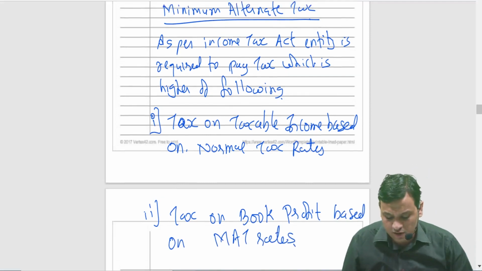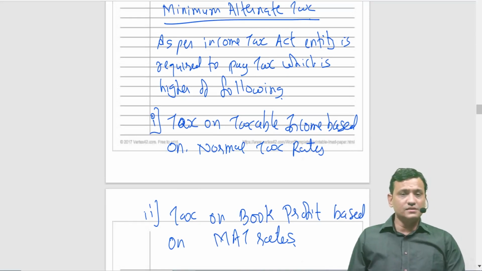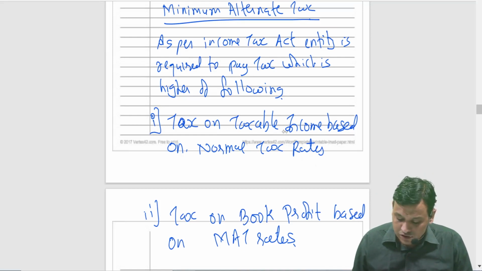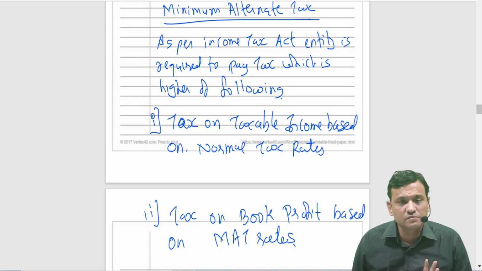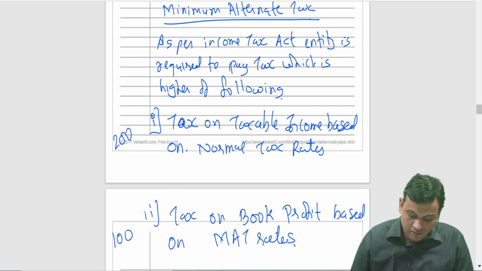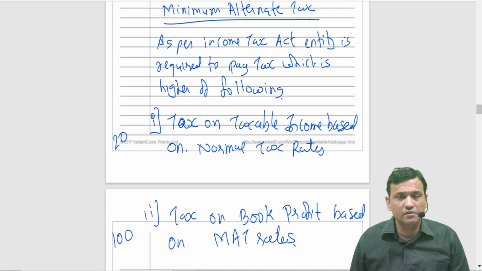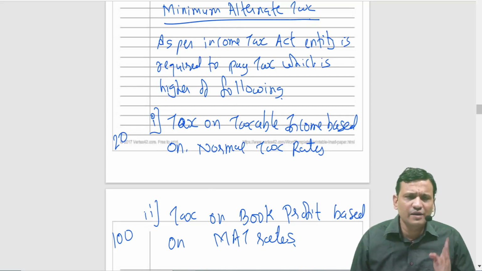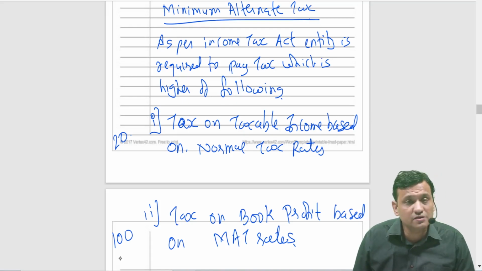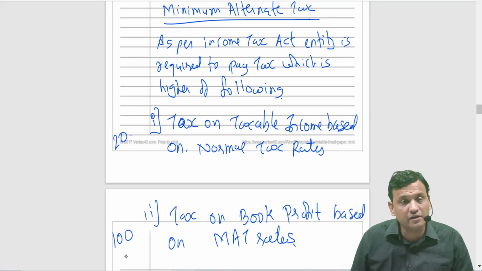We are not playing any role in accounting standards. Why this is there and all these things. The Income Tax Act says you have to pay the higher of the following: tax on taxable income based on normal tax rate and tax on book profit based on MAT rates. So say for example, MAT tax is 100, this is 200, so you'll be paying 200. But if MAT tax is 100, and the income tax act normal tax amount is 20, I'm sorry, not percent. Tax amount is 20 and this is 100. So you have to pay which tax? Obviously, whichever is higher, 100.